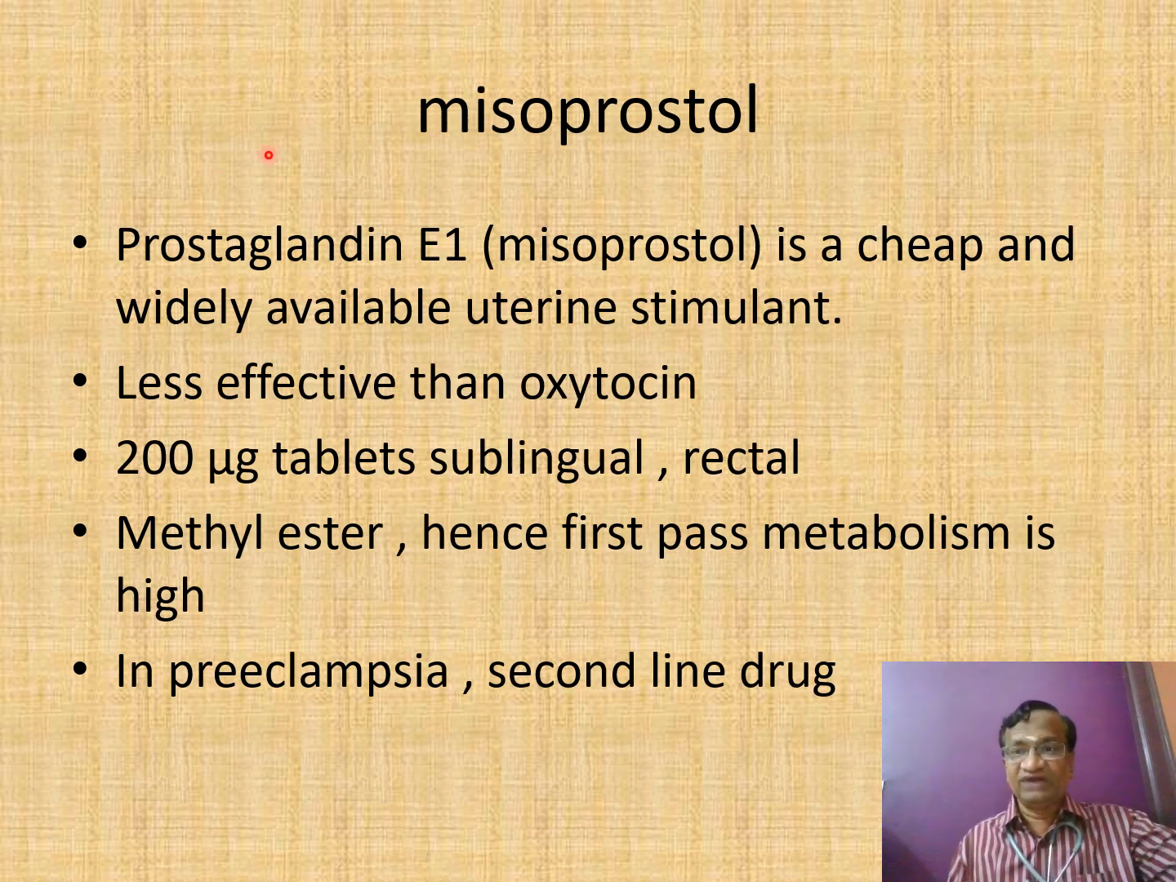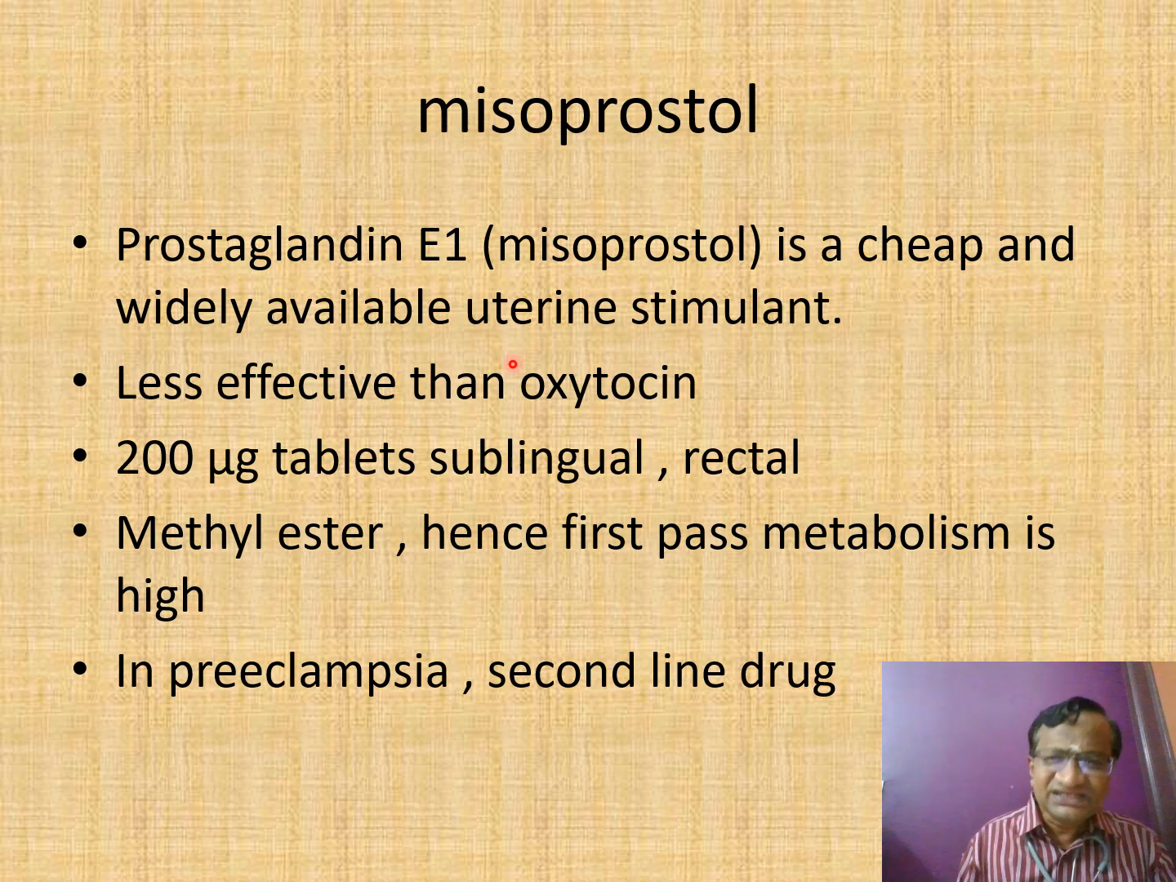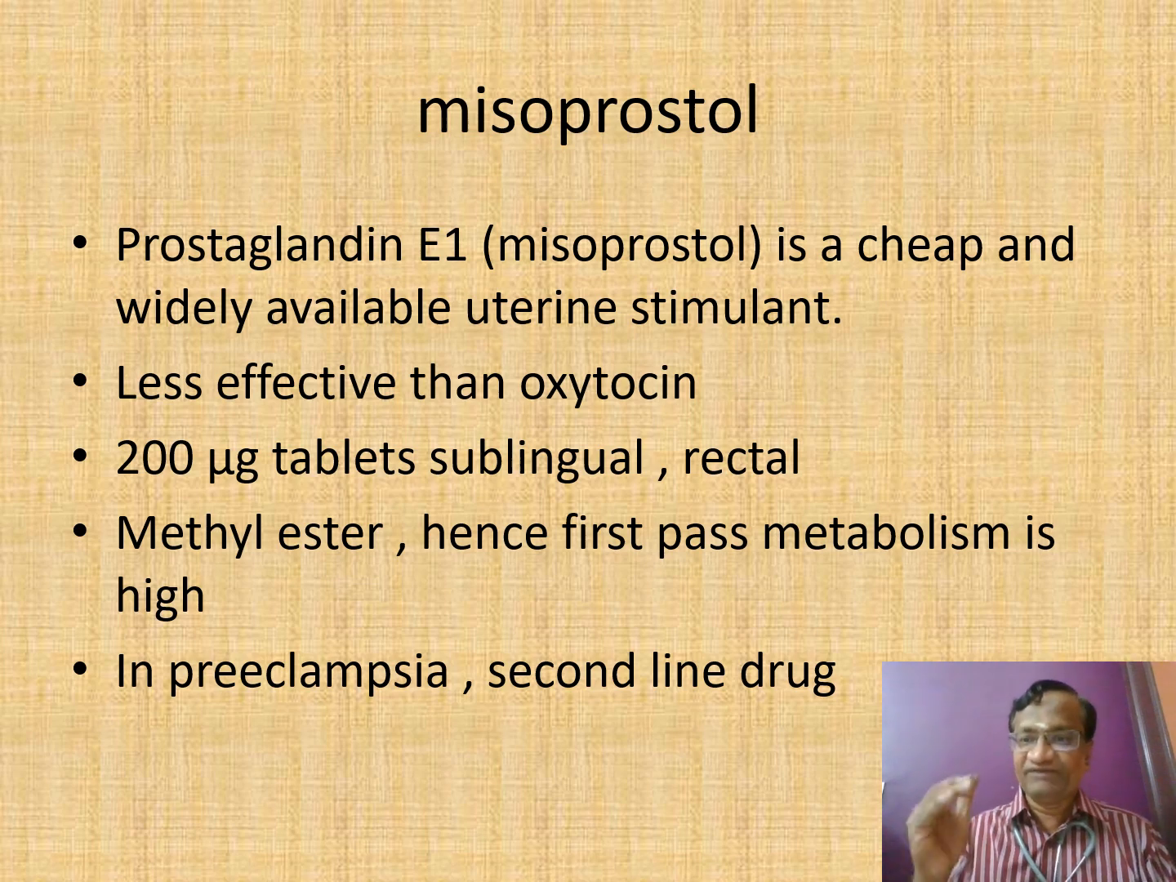This is about PGF2 alpha. Now I am going to misoprostol. This is PGE1. It's a cheap, widely available replacement, but less effective. Think 200 microgram tablet, sublingual or rectal. It's a methyl ester and the first-pass metabolism is high, so that is why we cannot give oral much. You should think of the dose. In preeclampsia, it's the second line, not the first line, only after oxytocin.